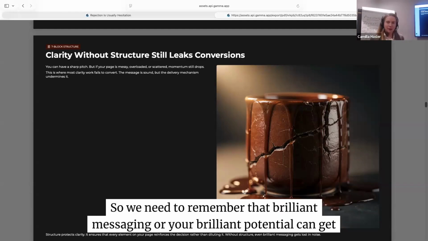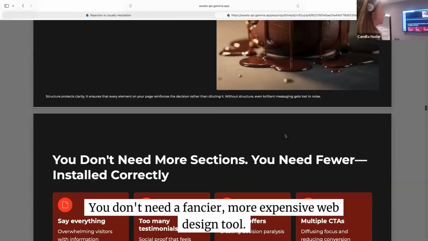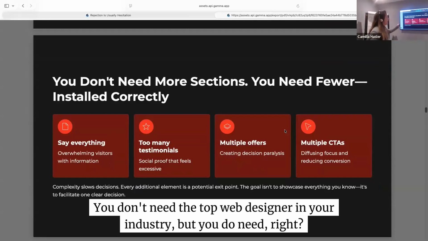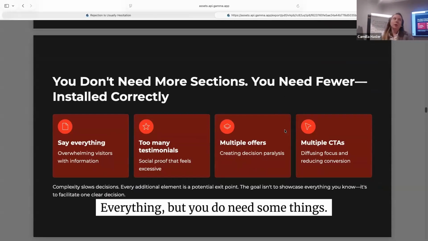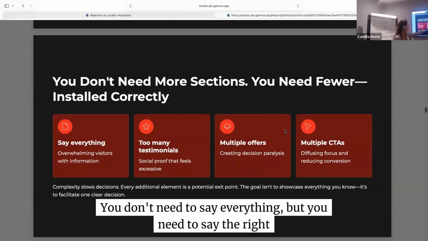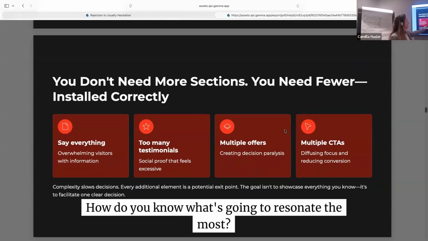So we need to remember that brilliant messaging or your brilliant potential can get lost. I want to explain that you don't need more sections to your website. You don't need a fancier, more expensive web design tool. You don't need the top web designer in your industry. You do not need everything, but you do need some things. You don't need too many testimonials, but you need some. You don't need to say everything, but you need to say the right things, right? And sometimes that's the difficulty. How do you know what's going to resonate the most?